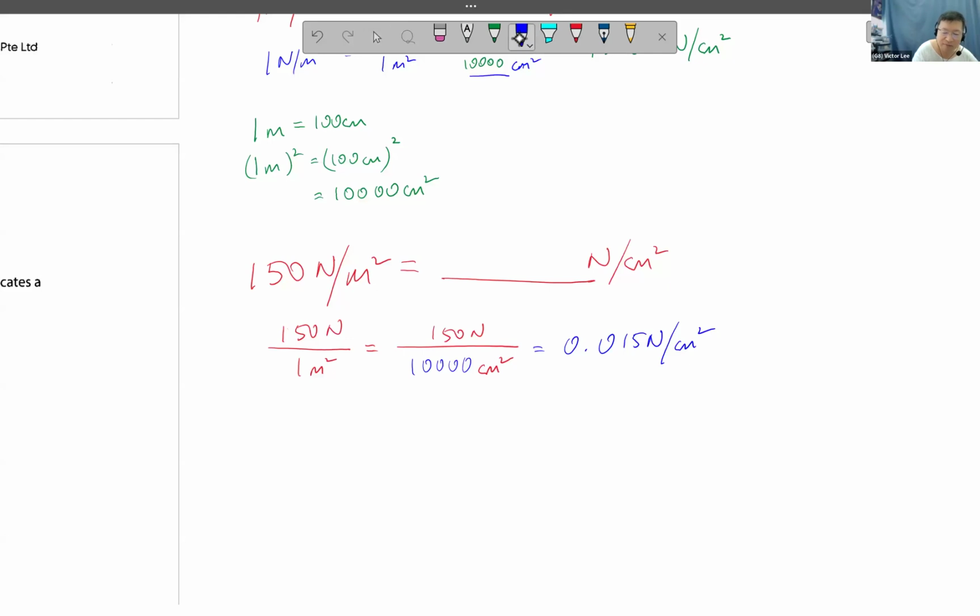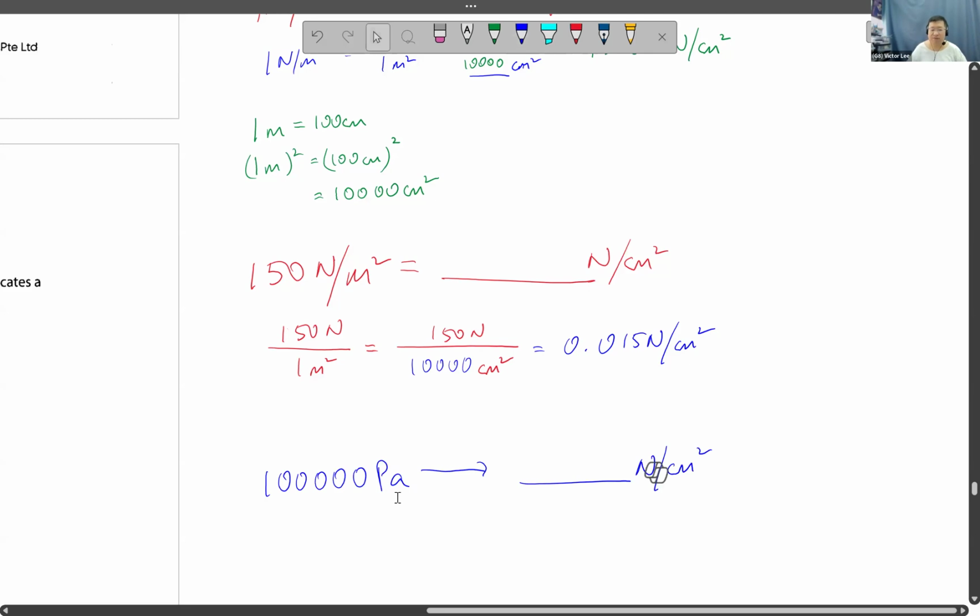Now I want you to convert from Pascal to Newton per cm square. Say 100,000 Pascal. Convert to Newton per cm square. Do you remember what's Pascal? Not really. Pascal is Newton per meter square. It's the SI unit. It's the same. So I just write like that first. Am I right? Then you convert.